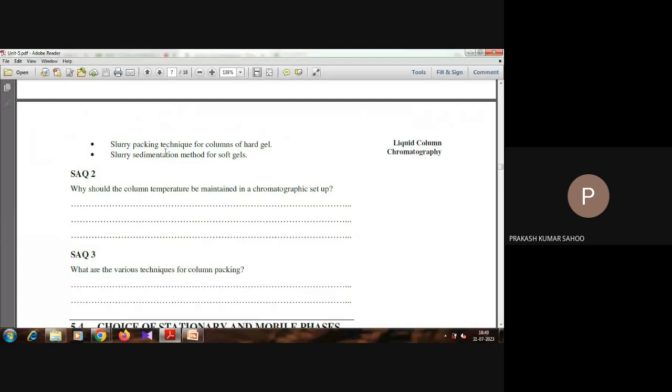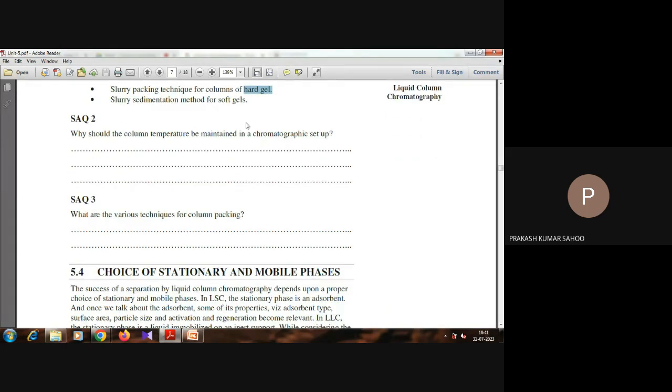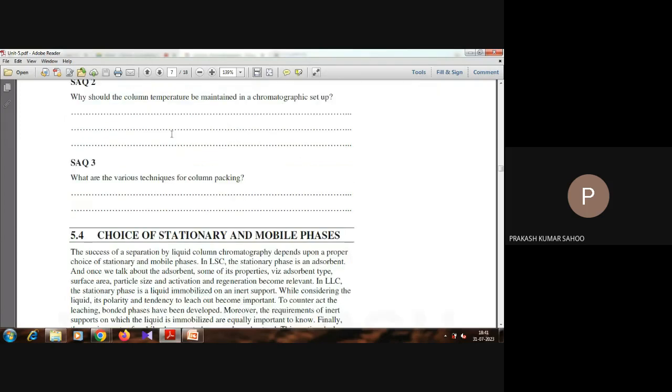Then slurry packaging means you have to prepare a slurry with the help of your sample and the silica gel. You have to take your sample in the given solvent, add some silica gel, and prepare a slurry. You also pack your column with that slurry packaging. And similarly, there is the slurry sedimentation method for soft gels, and slurry packaging is for your hard gels. So of the two types, slurry packaging and slurry sedimentation, for soft gels you will take slurry sedimentation.